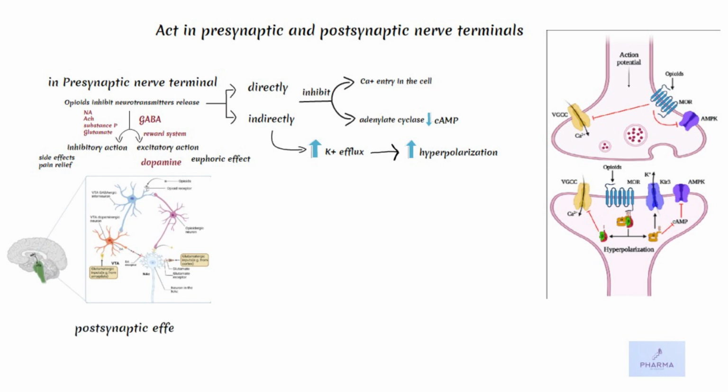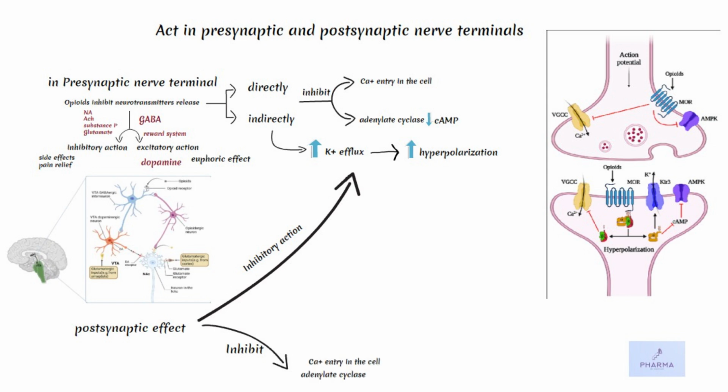The postsynaptic effect of opioids involves only inhibitory action, which mainly results from increasing potassium efflux and thereby increasing hyperpolarization. It also inhibits both calcium entry into the cell and adenylate cyclase. The endpoint of all of that is to reduce the transmission of nociceptive impulses.